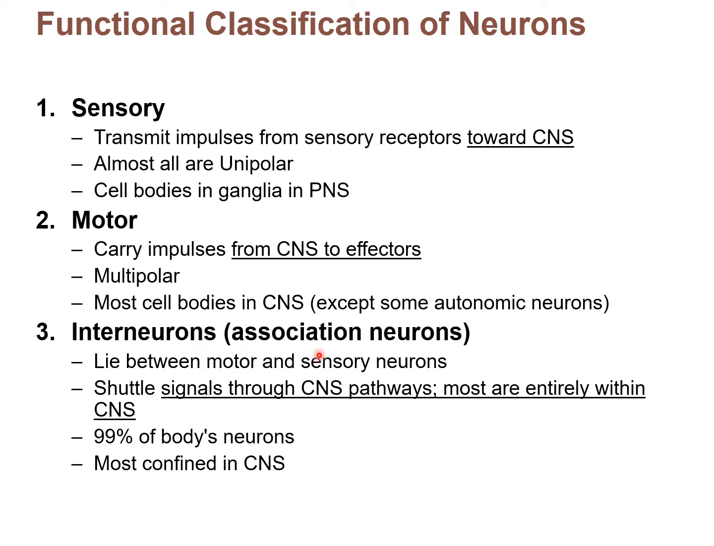So those interneurons in your CNS are your decision makers, brain and spinal cord neurons. And if it does decide to act on the sensory input, well, then it'll stimulate a motor neuron in order to make a change to an effector. So those are your 3 classifications of neurons.